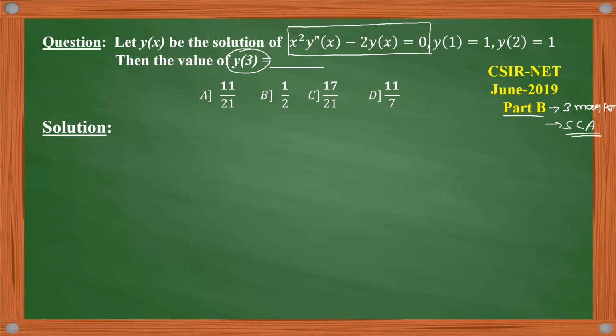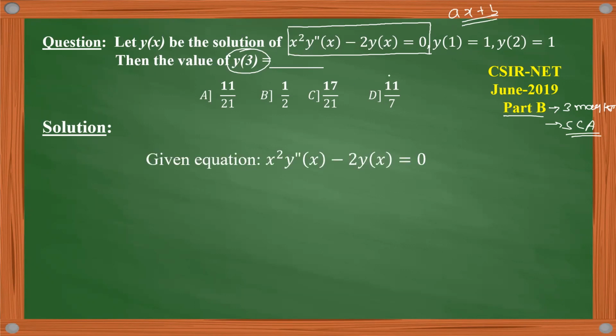So this will be our method of solution. But before we proceed to our solution part, we need to identify which type of equation this is. We can see that it is a linear differential equation, but it is not with constant coefficients. It is with variable coefficients, and it is not of the linear form like ax plus b. So it is not a Legendre's equation, but it is a Cauchy-Euler equation. So this is our given equation.